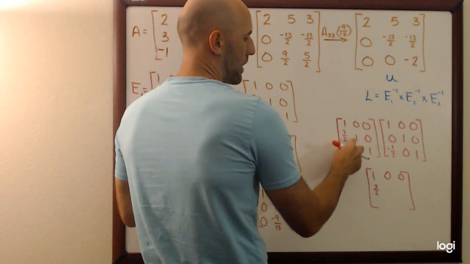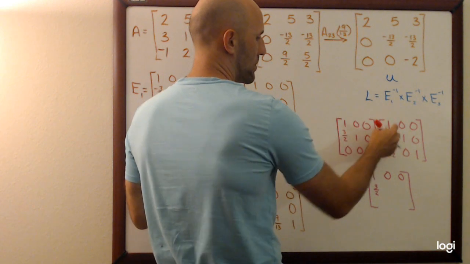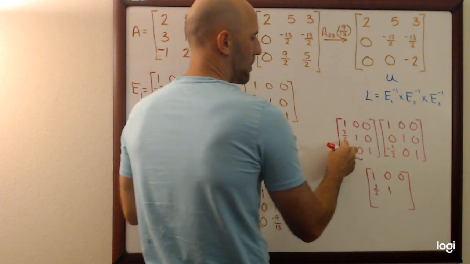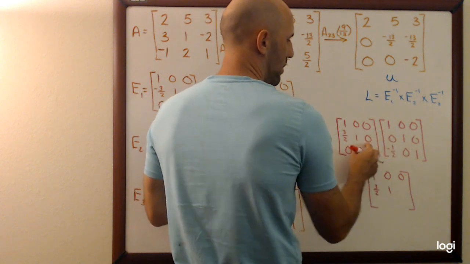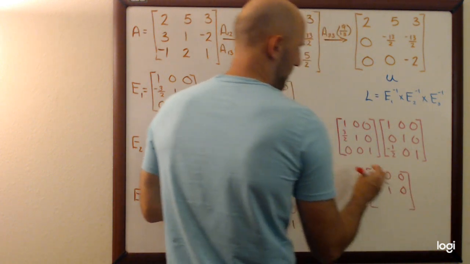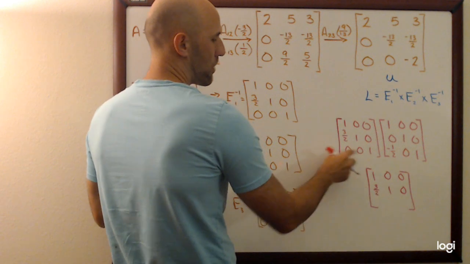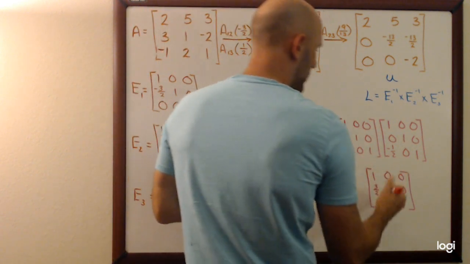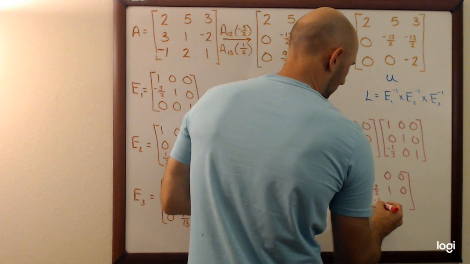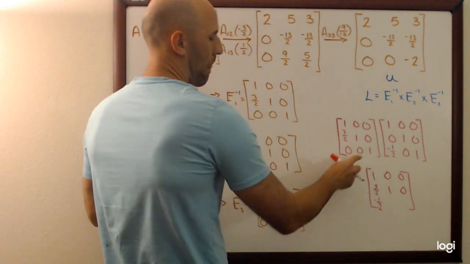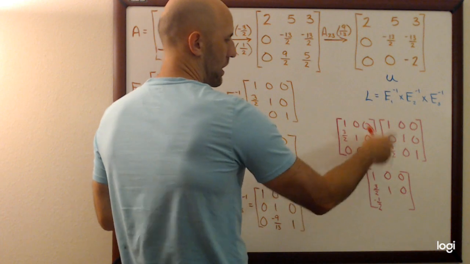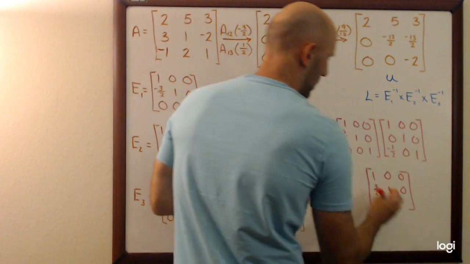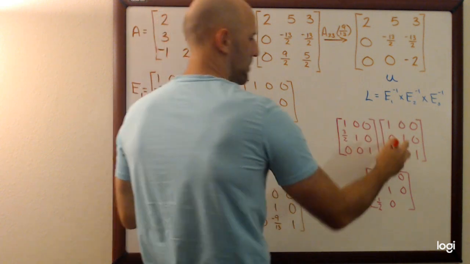2, 2. That's row 2, column 2: 3/2 times 0, 1 times 1, 0 times 0. That's just a 1. Next one, 3/2 times 0, 1 times 0, 0 times 1. Okay, 3, 1 entry, row 3, column 1: 0 times 1, 0 times 0, 1 times negative 1/2 is negative 1/2. 3, 2, row 3, column 2: 0 times 0, 0 times 1, 1 times 0, 0. And 0 times 0, 0 times 0, 1 times 1, 1.